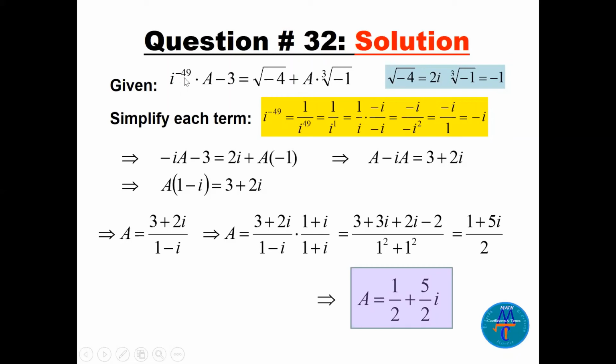I to the power minus 49, just minus I times A. And minus 3 is there, 2I is there, minus A. Very simple now. Put the A's together, take 3 on the other side, common factor A. So now A will be 3 plus 2I over 1 minus I. Multiply by the conjugate, as usual. When you have a division of two complex numbers, always multiply by the conjugate. And then multiply normal, you will get a half plus 5 over 2i. Please, you can check the numbers as a little practice.